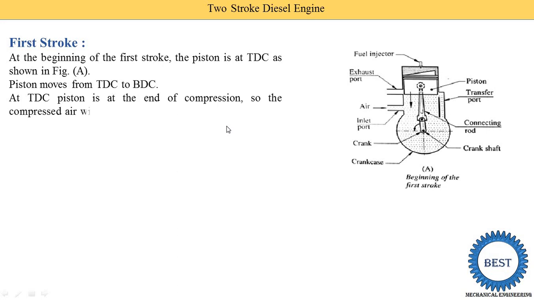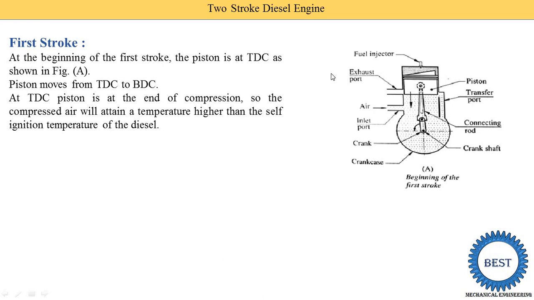At the TDC, the piston is at the end of compression. Okay. So when the piston was earlier moving from BDC to TDC, this air is compressed. Okay. So when the piston is at TDC, the compressed air is available in the combustion chamber. Okay. So the compressed air will attain a temperature higher than the self-ignition temperature of the diesel. Means here the temperature of the air is higher than the self-ignition temperature of the diesel. So when we spray the diesel, it is automatically ignited.